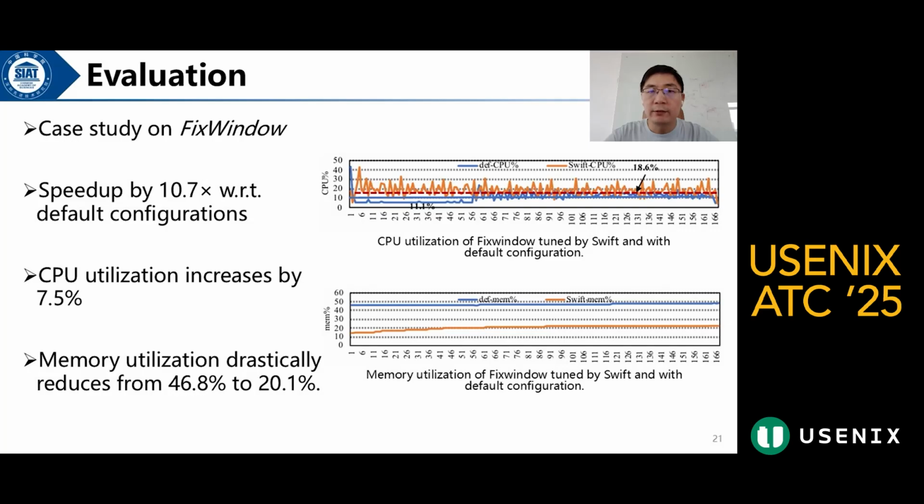We perform a detailed case study on the fixed window benchmark. We see that, compared to default configurations, Swift achieves a speedup of 10.7 times. Specifically, the CPU utilization increases by 7.5%, and the memory utilization reduces from 64% to 20%. That is to say, we achieve the system performance improvement by busier CPUs with reduced memory accesses.